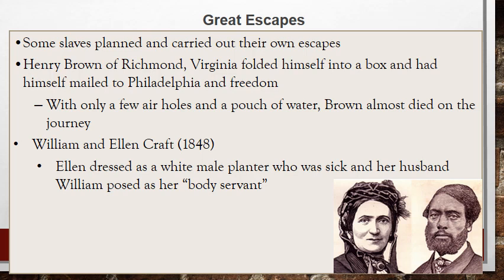My favorite is William and Ellen Craft. Ellen dressed as a white male planter who was sick and had an arm bandaged to disguise the fact that Ellen could not write. So her husband posed as her African-American body servant. So by using cross-dressing and their knowledge of white culture and white ways, they traveled on some very expensive dining railroad cars to the north and faked their way through white society to get there.